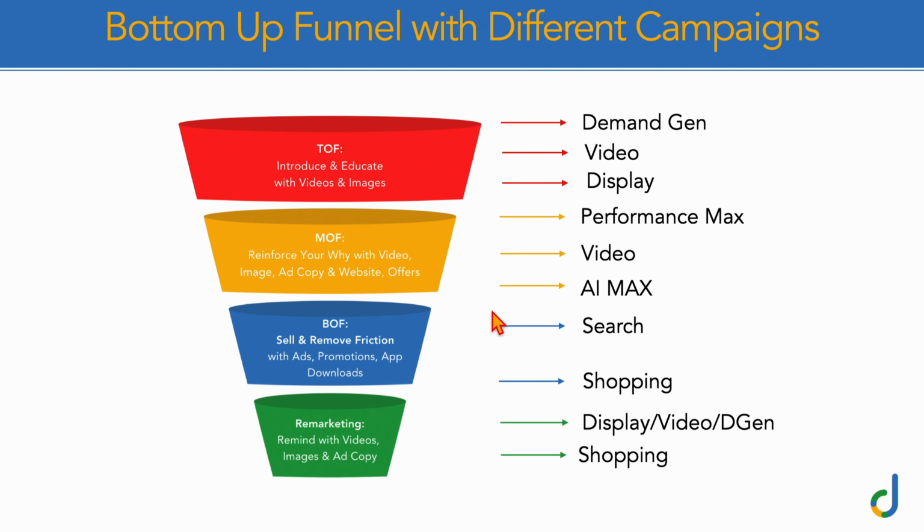And as promised, what we're going to do right now is jump into a screen share so I can break down 3 different frameworks that you could use to piece together your own campaign structure for your business. So what we've got here is what I call my bottom-up funnel, and this is how you can work out different campaigns. You can start by targeting your bottom funnel with your search and shopping campaigns, the middle of the funnel working in with your AI Max, video or Performance Max campaigns. Then you've got your demand gen or your video display campaigns, and then you can also use your display, video, demand gen or shopping campaigns for remarketing.